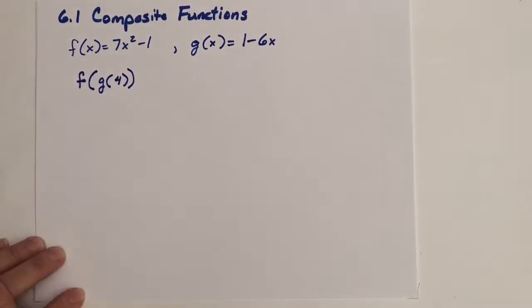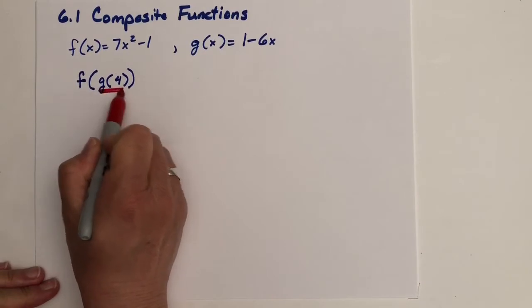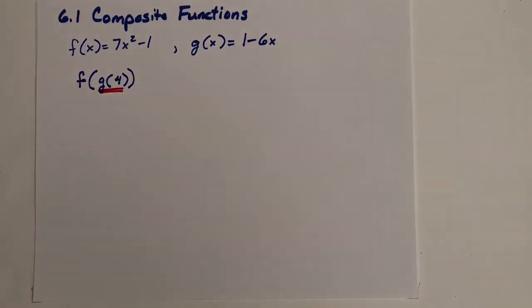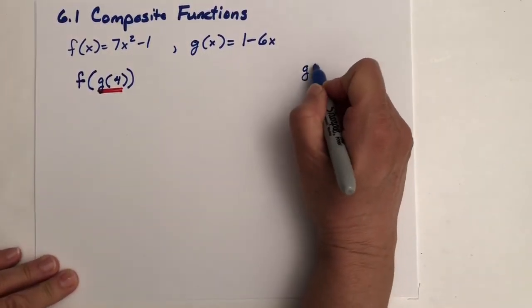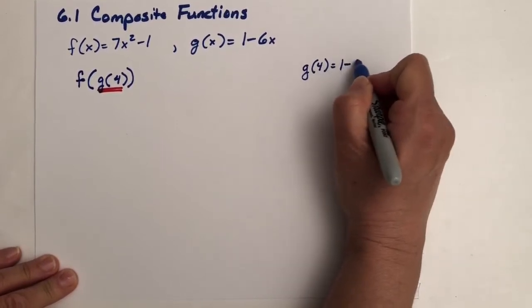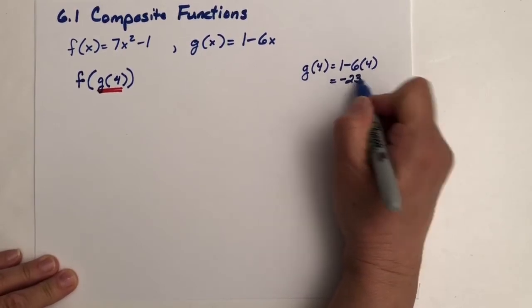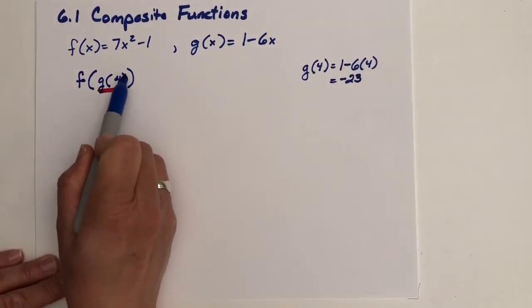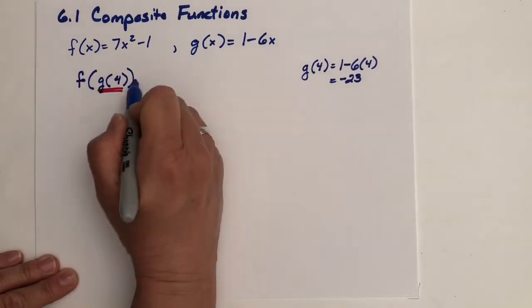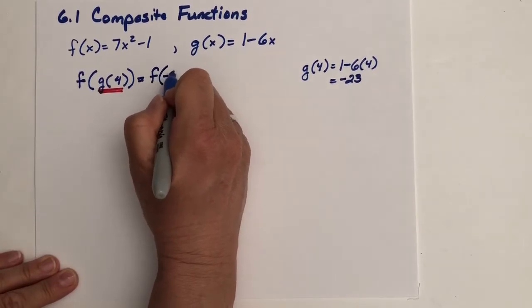When we have an expression with multiple sets of parentheses, we start on the inside. So our first step would be to calculate g of 4. I can come over here and calculate that expression. g of 4 is equal to 1 minus 6 times 4, or 1 minus 24, that's negative 23. So we know g of 4 is negative 23. Let's make that substitution for our g of 4 right here. So now we're looking for f of negative 23.